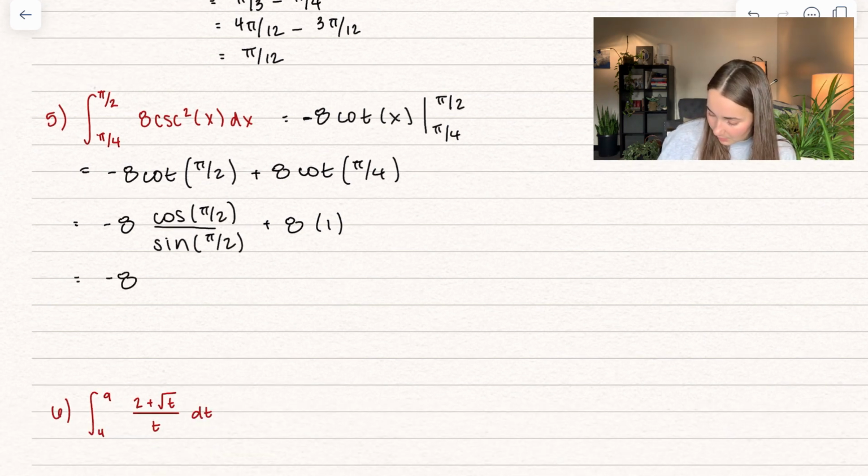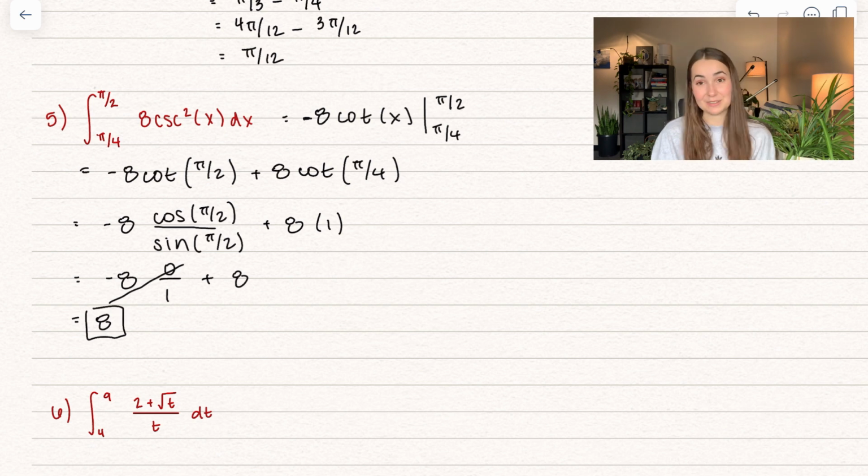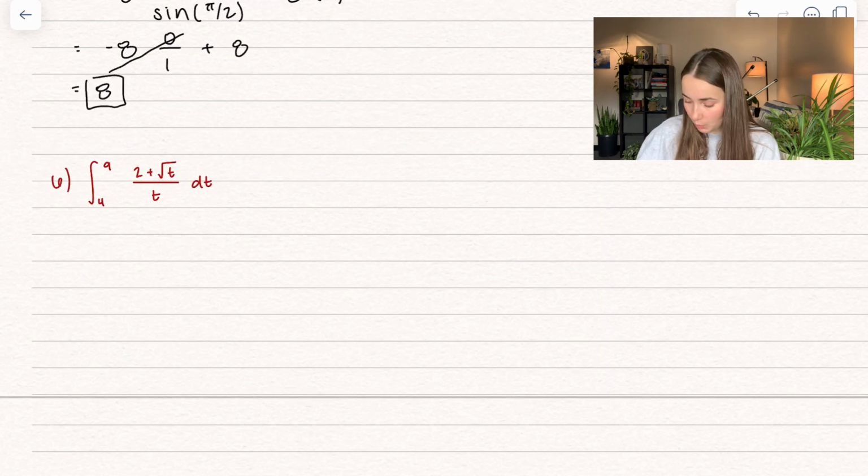So let's go ahead and remember cosine of pi over 2 is equal to 0. Sine of pi over 2 is equal to 1. Plus 8 times 1, which is 8. Now this whole thing isn't being multiplied by 0, so it just goes to 0, and we get our solution is equal to 8.